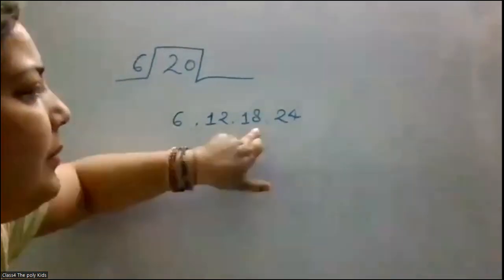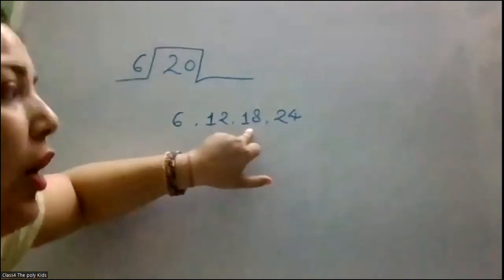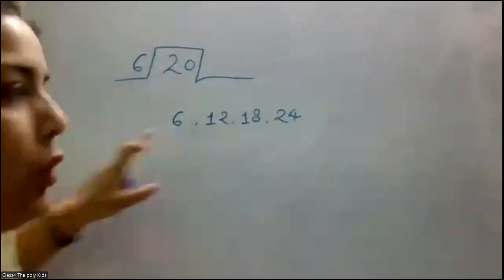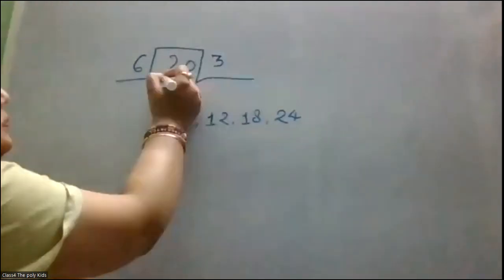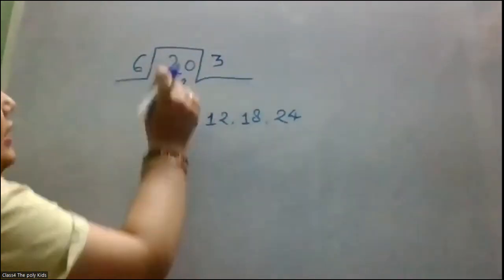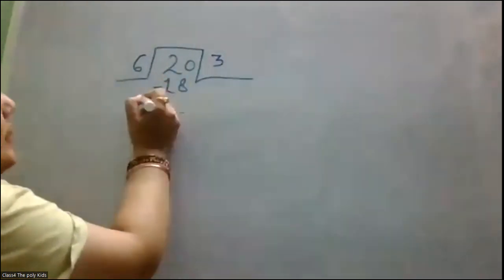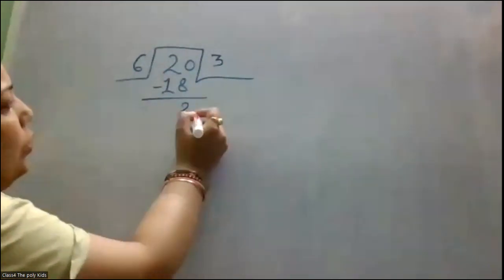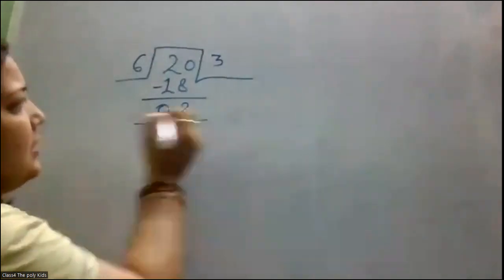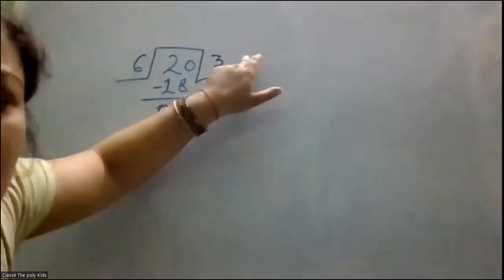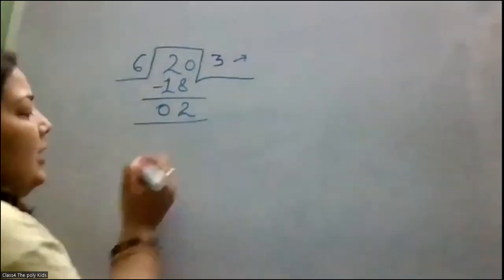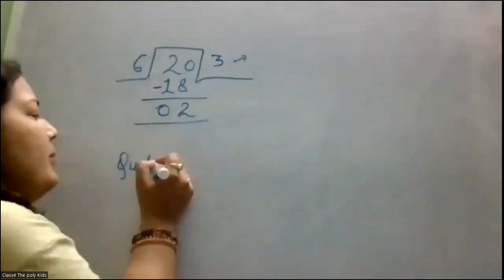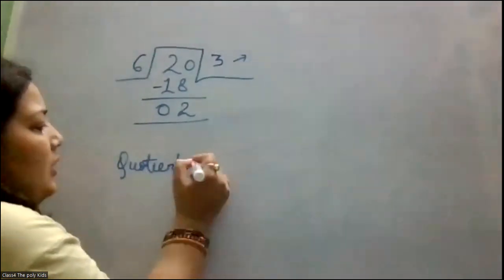And 20 does not come in its table. So we will take the smaller number, 18. Okay. 6 threes are 18, we will write. And then we will just subtract these numbers. 10 minus 8 is 2 and 1 minus 1 is 0. So this is the quotient, 3. Quotient will be 3.